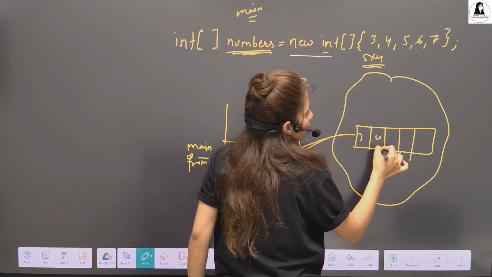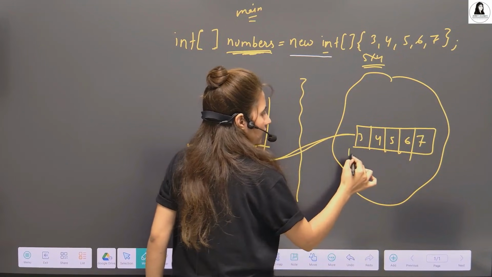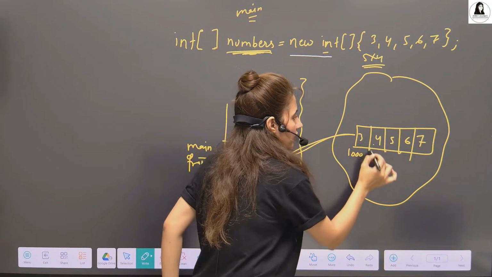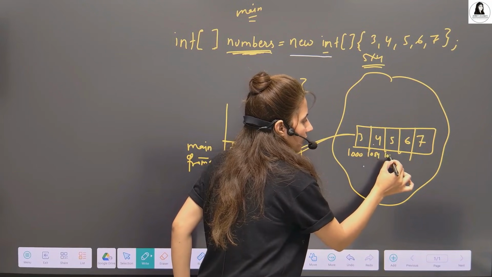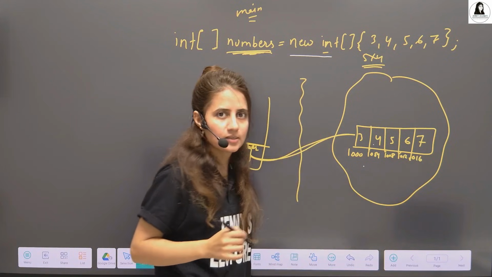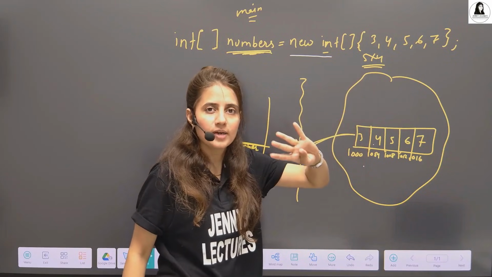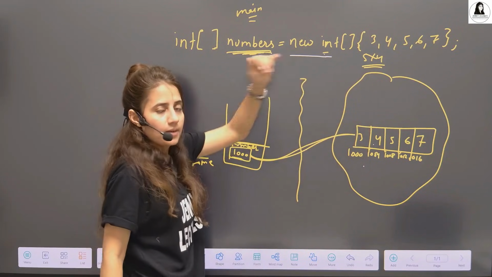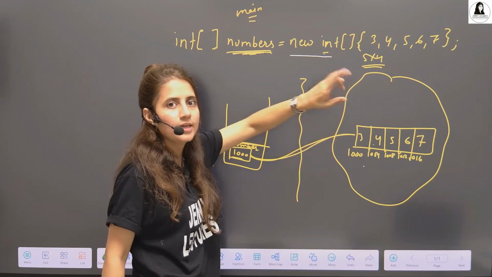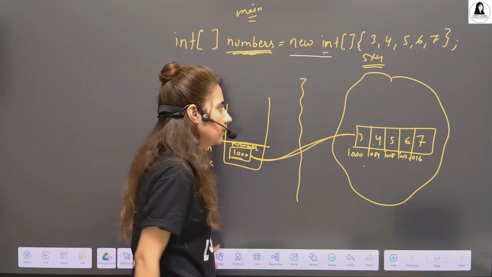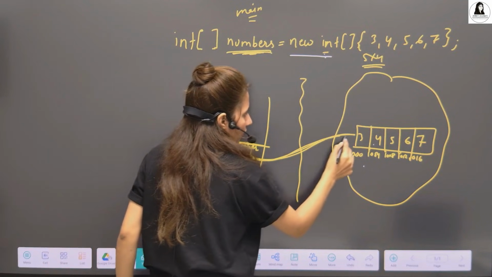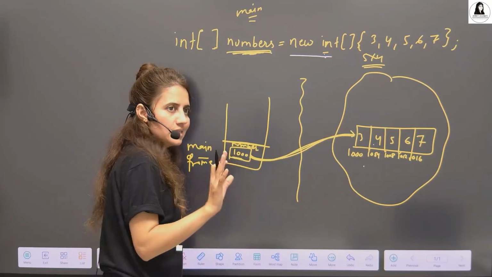Like 3, then 4, then 5, then 6, then 7. And suppose the address is 1000. So next element would be stored at which address? 1004, then 1008, then 1012, and then 1016. Like this, because one element is going to take 4 bytes because it is of int type. If it's double, then I guess it will take 8 bytes. For character, it will take 2 bytes. For boolean, it will take only 1 byte. But it is int, so it is going to take 4 bytes. Like this.